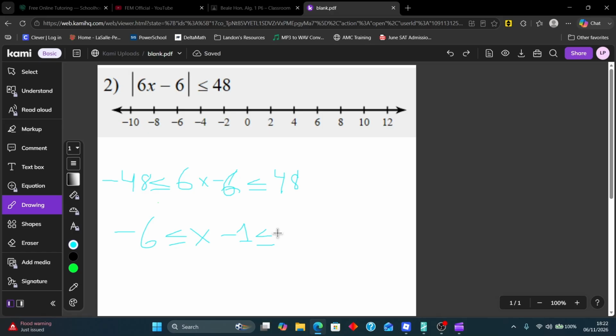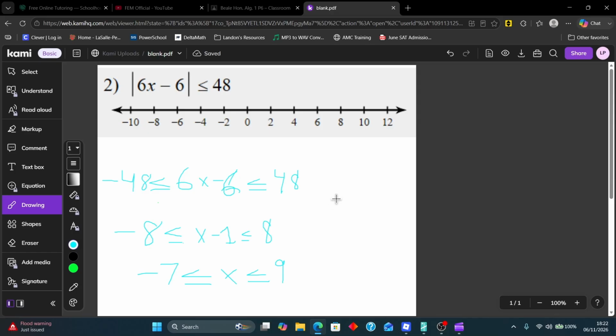Or actually, no. No, not even. I lied again. Sorry about that. It is going to be equal to negative 8, because 48 divided by 6 is 8. Alright, and then we have x minus 1 is less than or equal to 8. And now we add on each side, so that means negative 7 is going to be less than or equal to x is less than or equal to 9.